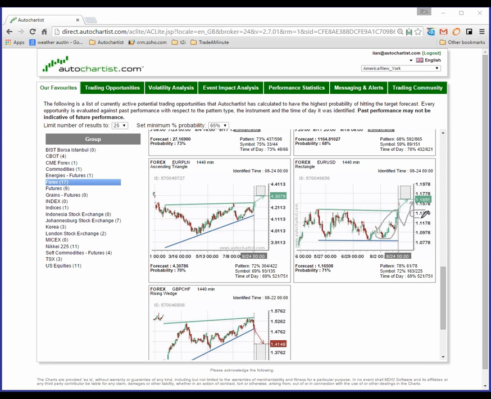so I may look for a pullback back down to the 113.80 level, and then possibly a push up to 116.51. So right now, I would stay out of this opportunity.